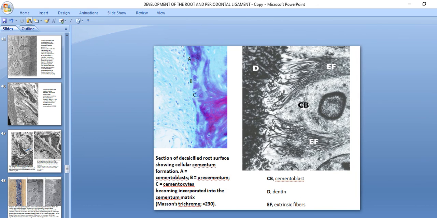And here you can see this is a cementoblast, and from both sides there are the extrinsic fibers, and you can see the mineralized dentin. And this section illustrates the root surface showing cellular cementum, and here you can see the cementocytes, and also cementoblasts. Here cementoblasts and already embedded cementocytes, and also you can see the synthesized precementum.